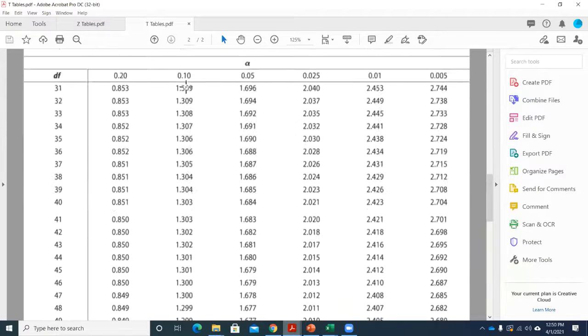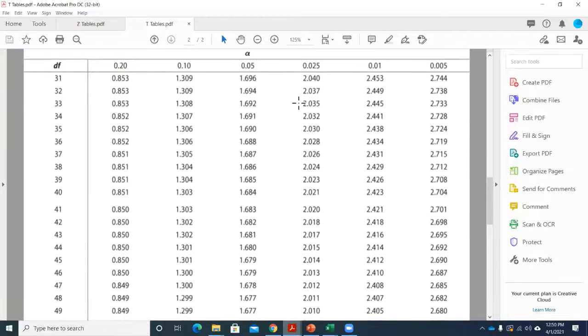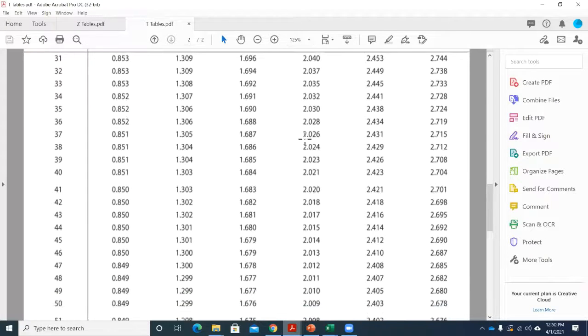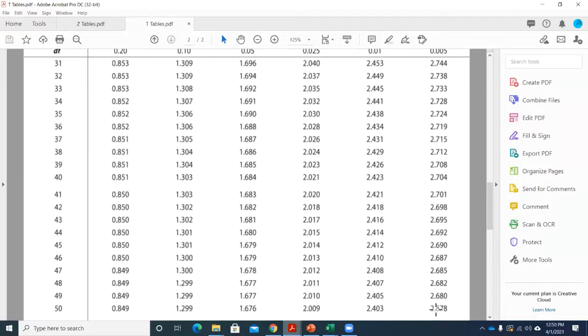The area that I want in the tails is alpha over 2. So I said 0.05, right? That was alpha over 2, 0.1 over 2. So I go down here to my degrees of freedom of 50, 1.676. The next one was an alpha of 0.05. Well, it's a two-tailed test, so it was alpha over 2, so 0.025. Go down to degrees of freedom 50, it's right there. And then the last alpha of 0.01, well, half of alpha is in each tail, so 0.005. Down at my degrees of freedom of 50, here's my critical value.